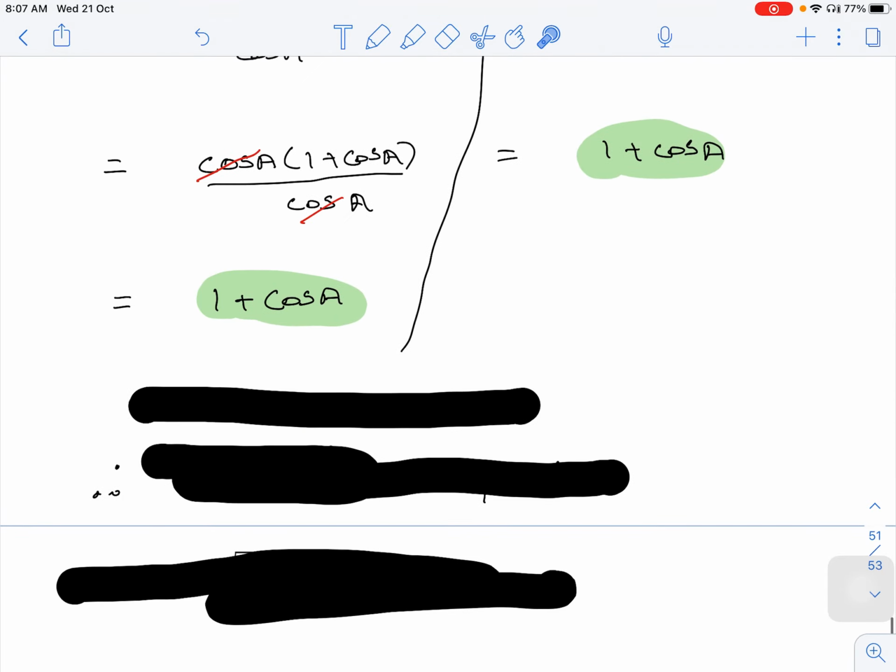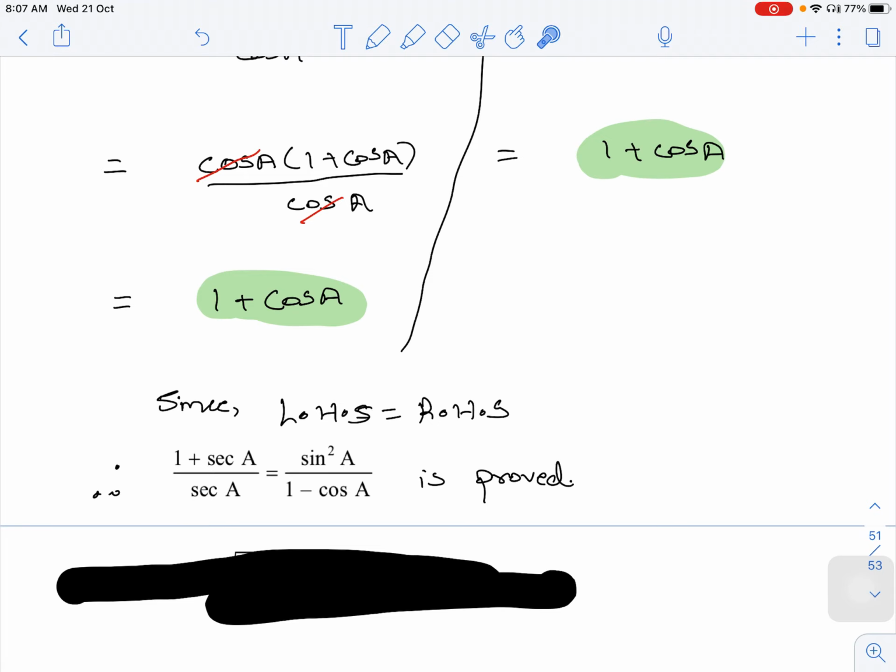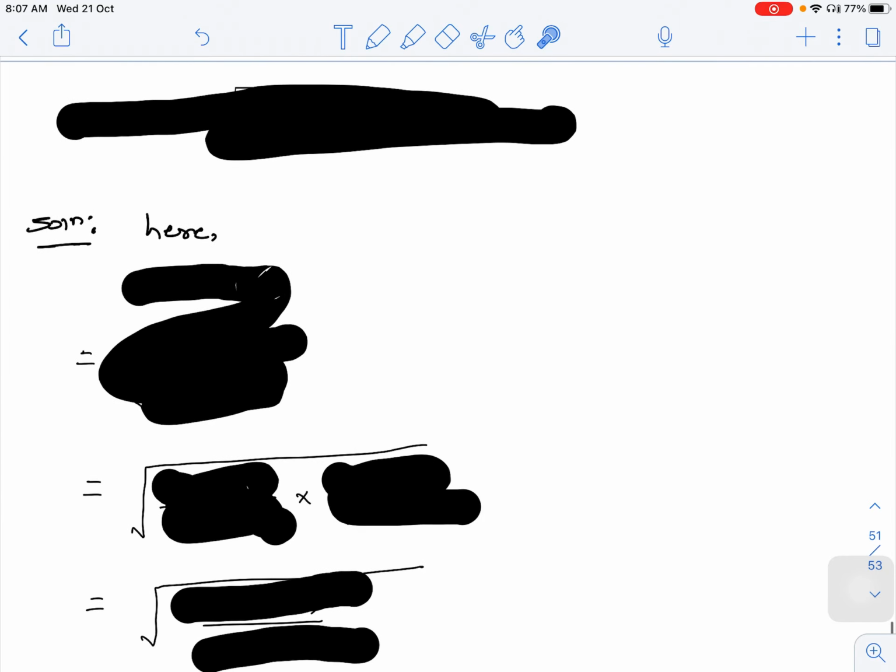So, we can write it as, since LHS equals RHS, therefore this (1 plus sec a) upon sec a is equal to sine square a upon (1 minus cos a). Hence proved. Okay, so in this way also we can solve these examples. Now let us consider a different type of example.